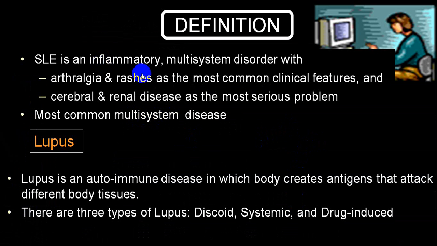It is an inflammatory multisystemic disorder where you get arthralgia and rash, which is the most common clinical feature, and you can have involvement of multiple organs like brain, kidney, etc. Lupus is an autoimmune disease in which the body creates antibodies that attack different tissue, and lupus can be of three different varieties: discoid variety, systemic lupus, and drug-induced lupus.